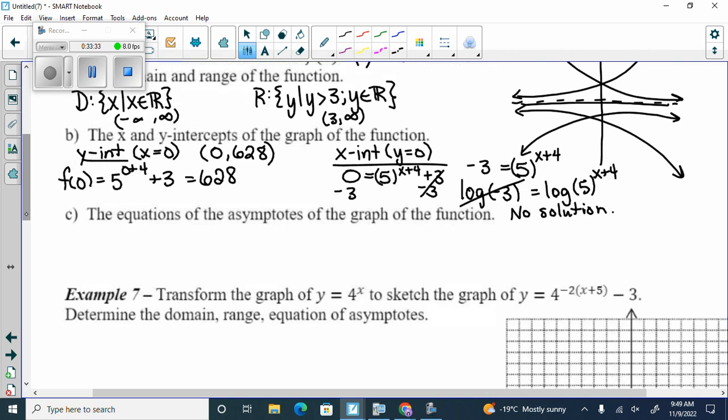Okay, and then the equation of the asymptote. You have a horizontal asymptote. Horizontal asymptote at y equals 3.